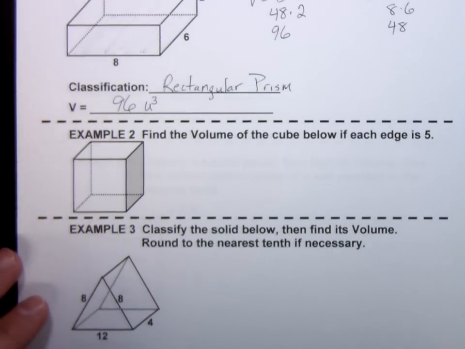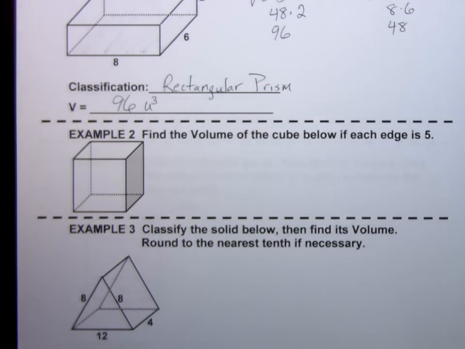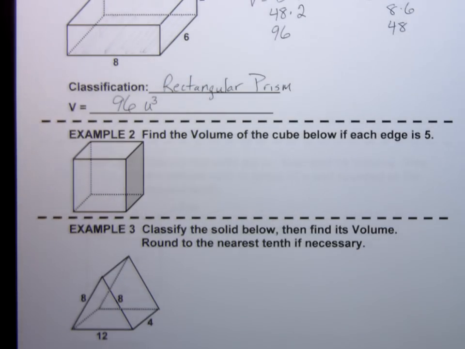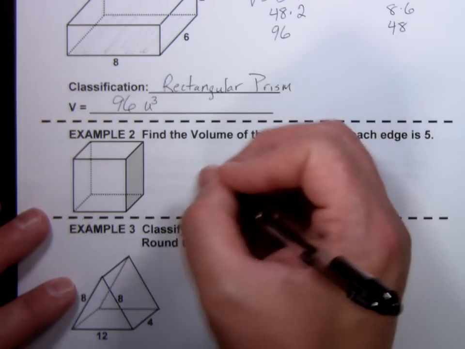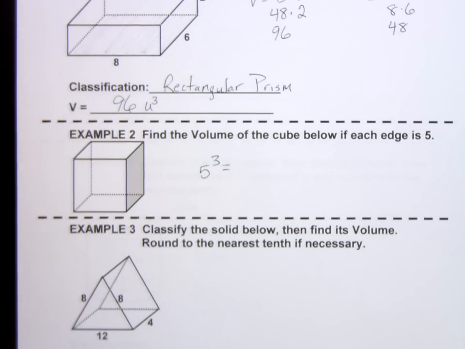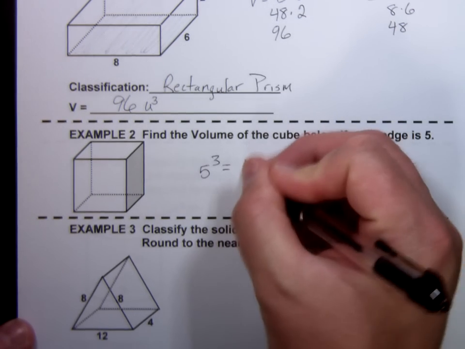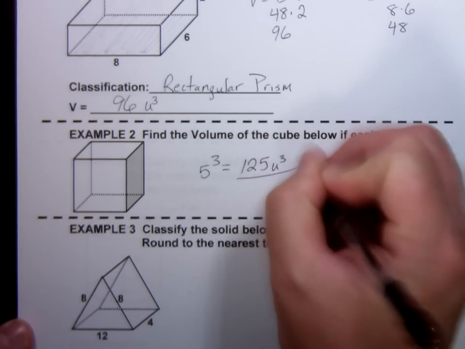Okay, example 2 says find the volume of a cube below if each edge is 5. In a cube, all the sides are the same length. The length, the width, the height, they're all 5 because all the faces are squares and they're all congruent to each other. So really all I have to do for a cube is take the length of an edge and cube it, put it to the third power. So 5 to the third power is 125. So the volume is 125 units cubed.